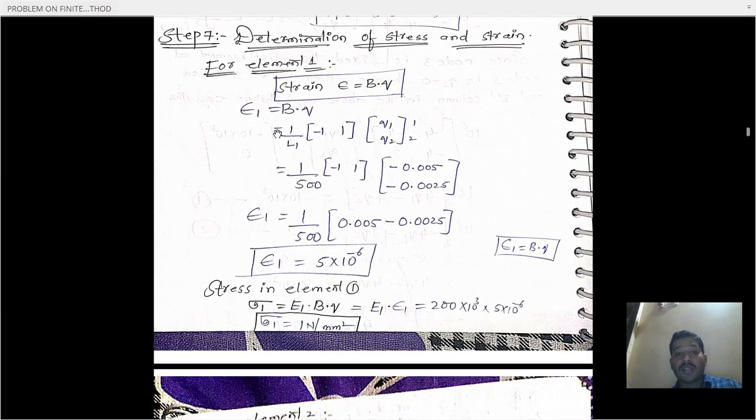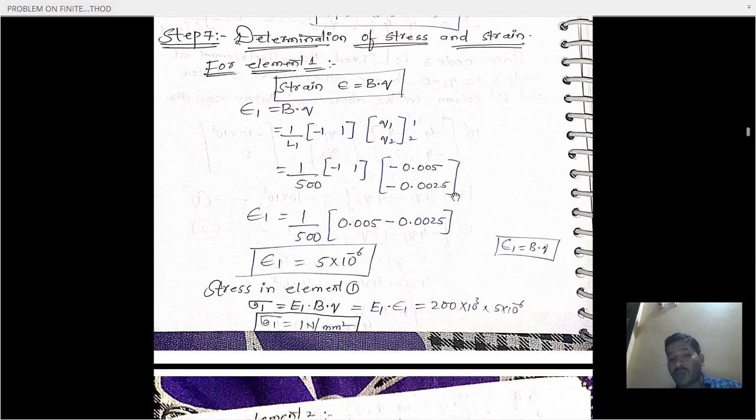Is it right? Strain for element number 1: strain equal to B into Q. That is a formula. So E1 equal to B into Q. This B is represented by 1 by L1, minus 1, 1, and Q is the displacement Q1, Q2. L1, the length, is how much? 500, minus 1, 1. Q1 value is how much?